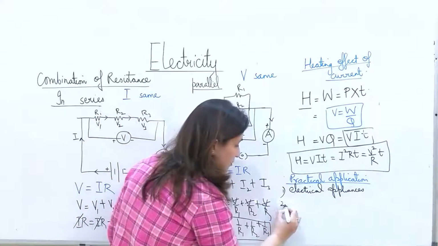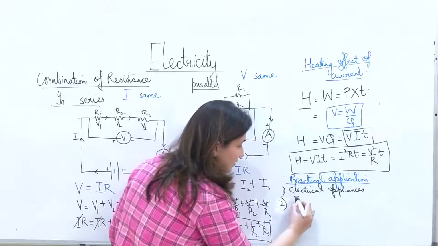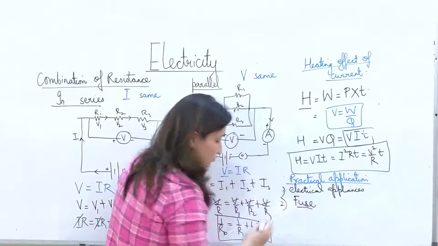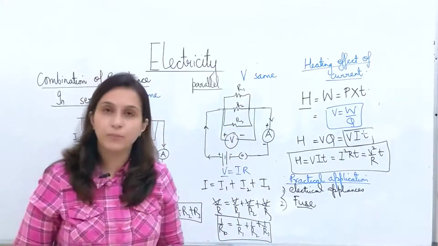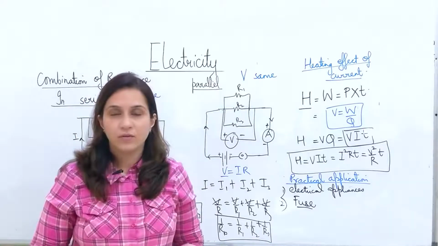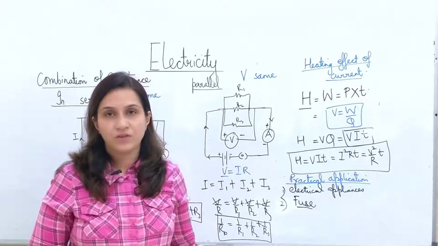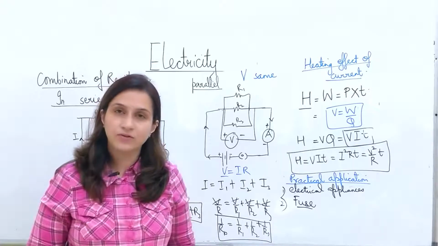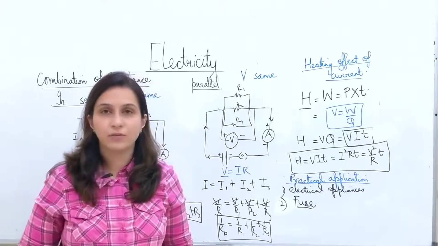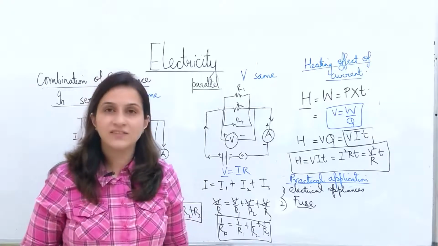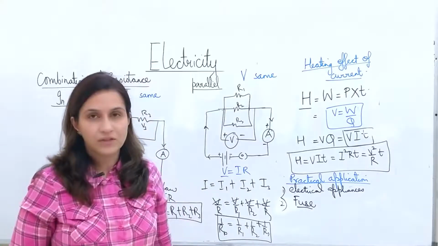Another thing, it is used in making a safety device, that is a fuse wire. Fuse wire is a short length wire of appropriate melting point. It is always connected in series with the main circuit. It is a safety device, and the fuse wire is a short length wire of appropriate melting point. And it is always connected in series, that I told you just now.